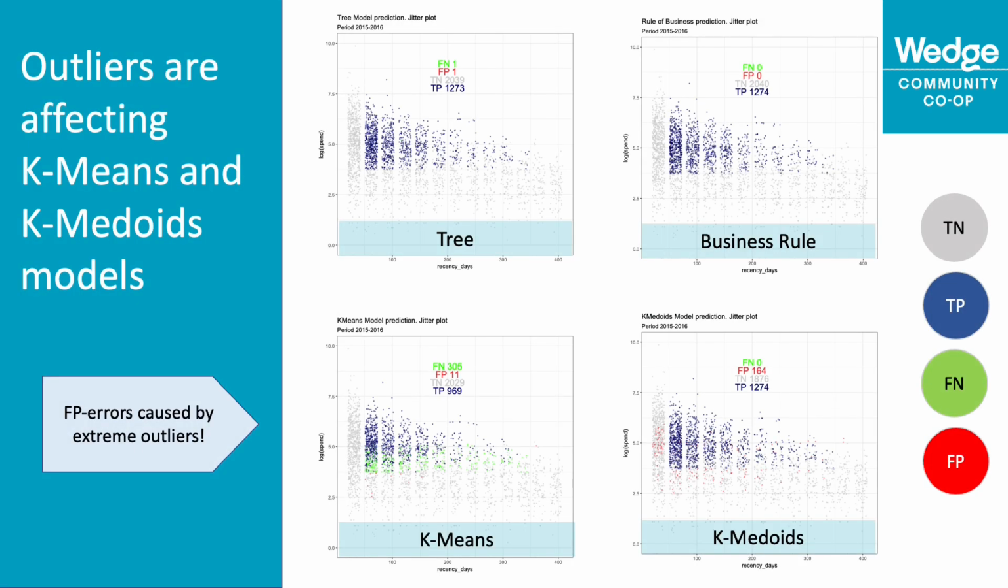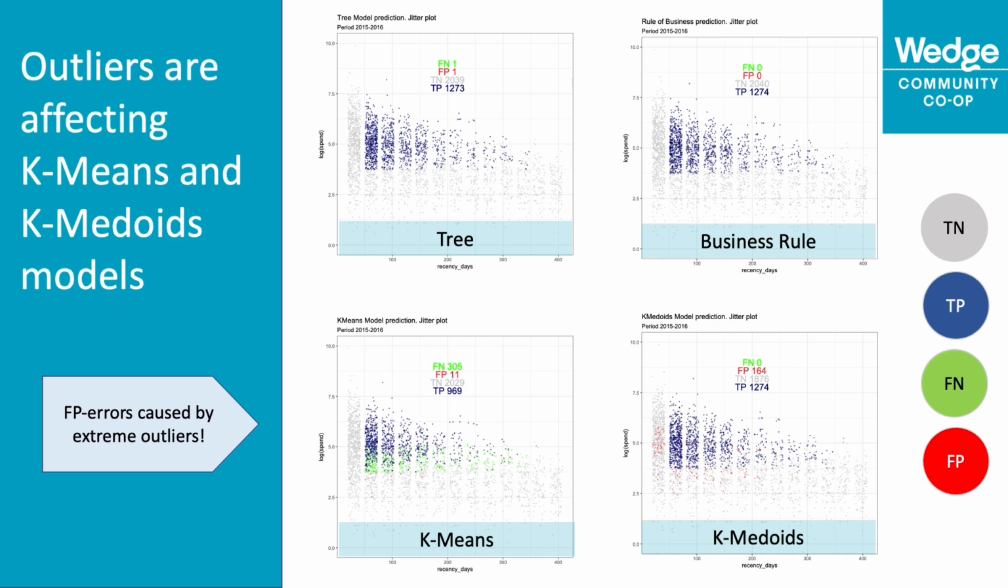This slide shows 4 jitter plots. A jitter plot is like a scatter plot, with the difference that we introduce a little bit of random noise to prevent the points from colliding with each other. We have 4 jitter plots, one for the tree, one for the business rule, one for the k-means model, and one for the k-medoids model.